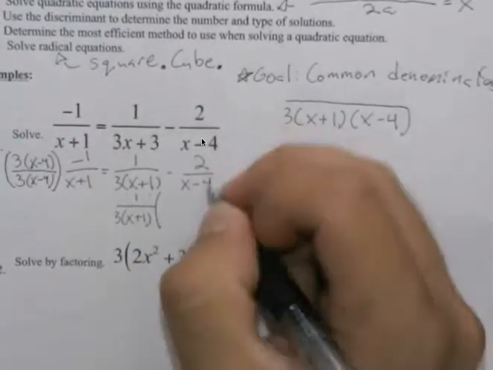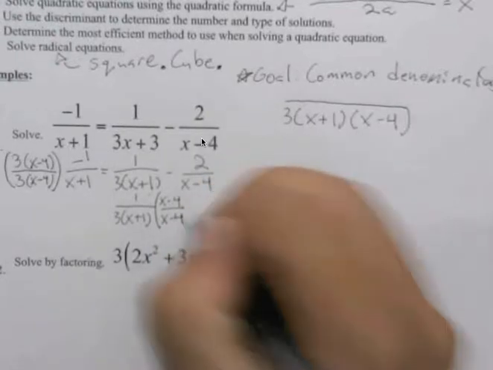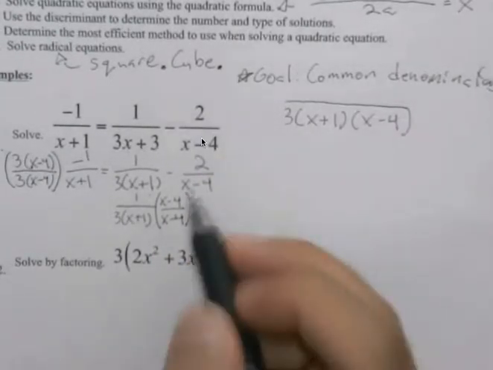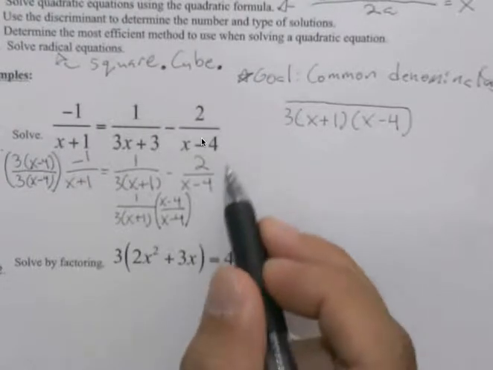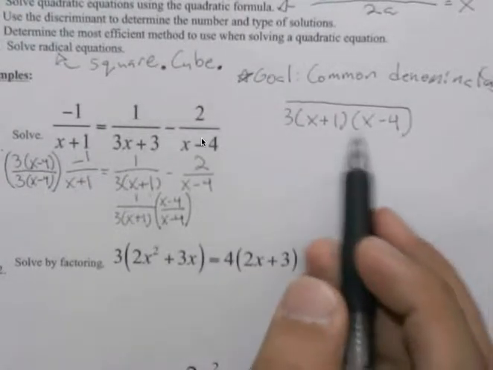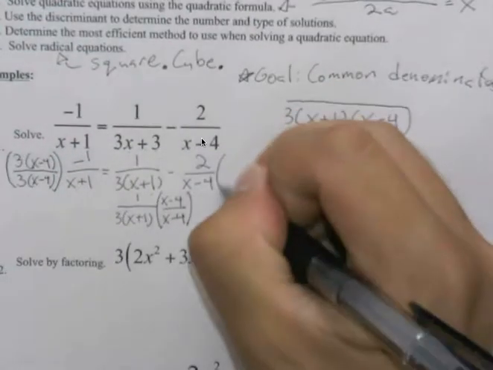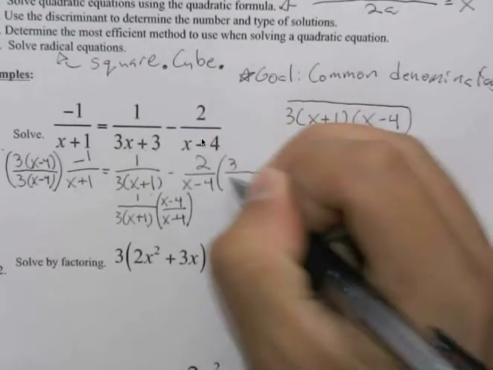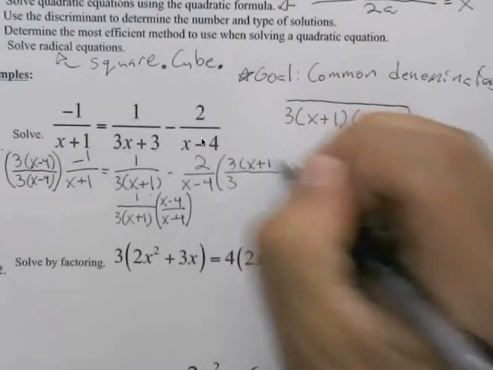Still trying to get common denominators, so multiplying this with x minus 4, x minus 4. And then for the last fraction, what do you think we have to multiply this top and bottom by to end up with a common denominator with these three terms? You should be saying 3 for the top and the bottom. And also x plus 1, that's missing in both of these, the numerator and the denominator.